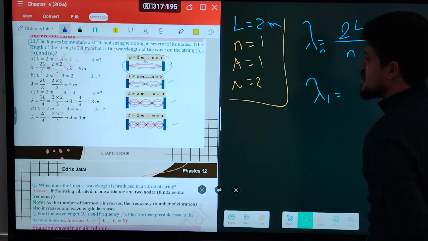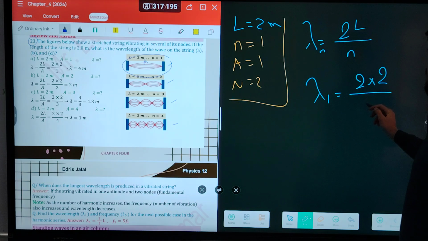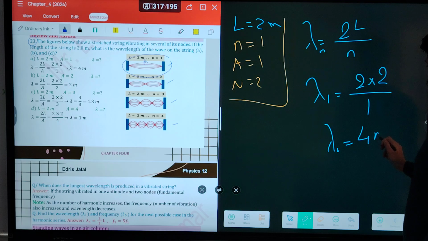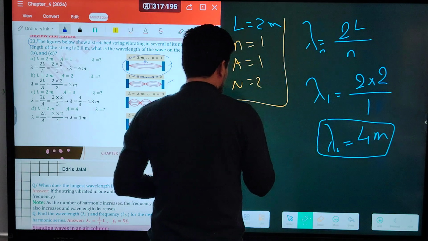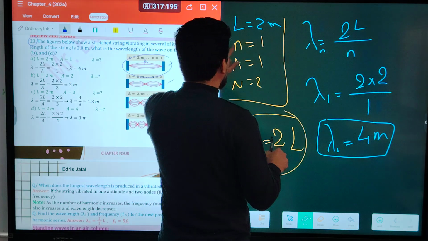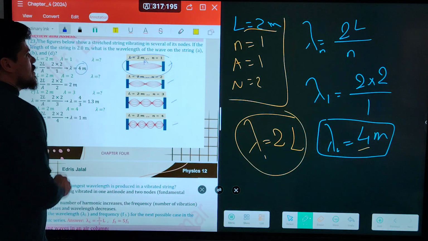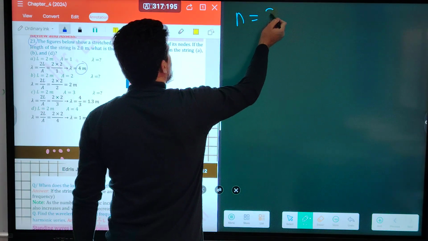Wavelength for the longest wave, it becomes the longest wavelength because it is the first harmonic. 2 times, do we have L? Yes, 2. Number of harmonic, 1. Wavelength is equal to what? 4 meters. The longest wavelength is equal to twice L, yes. L, 2 meters. 2 times 2, 4. The answer is 4.